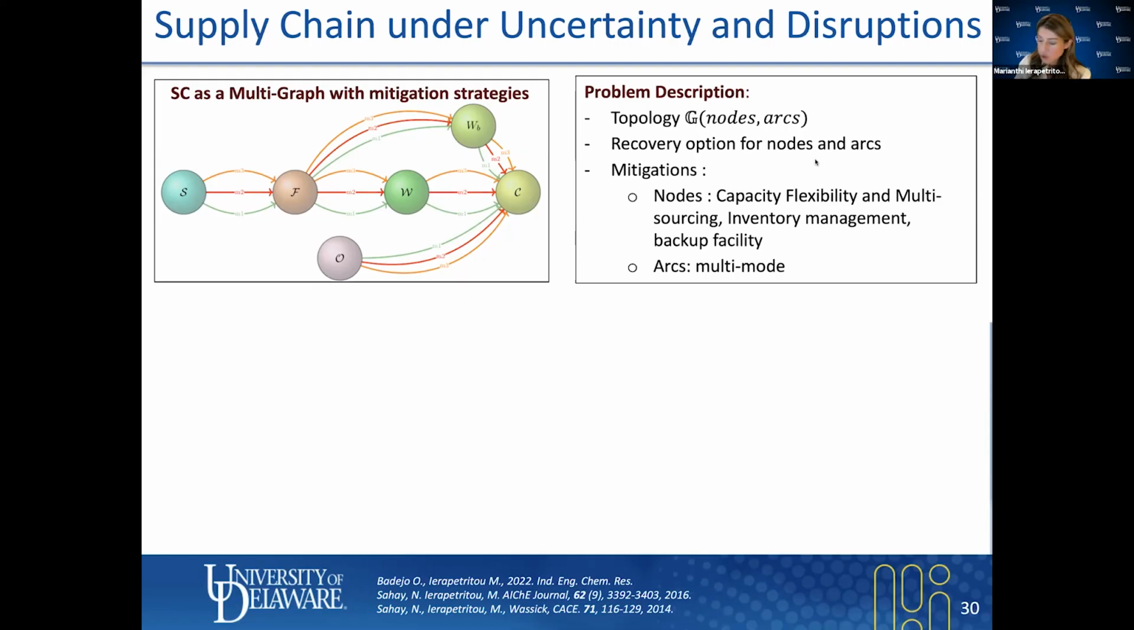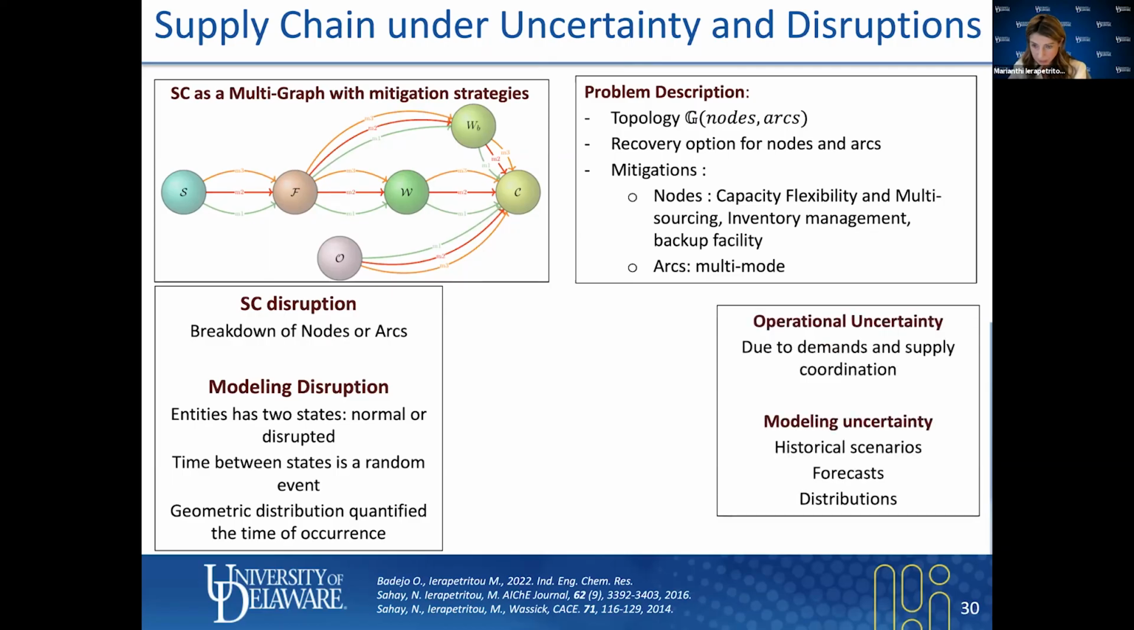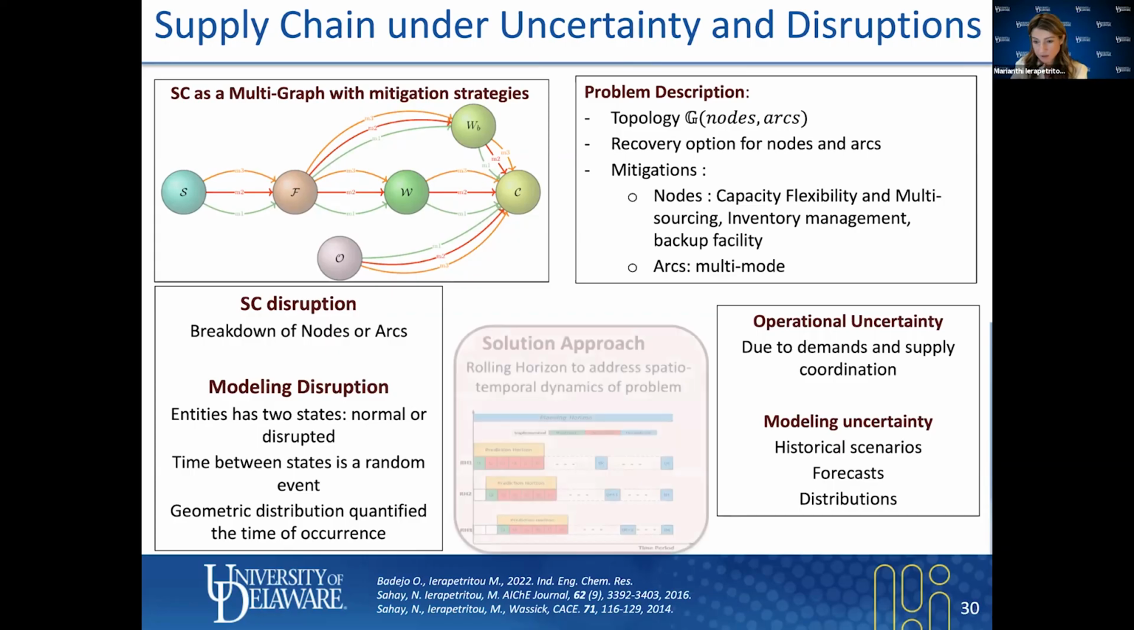And for the arcs, you see that there are multiple arcs connecting the different nodes. This expresses the idea that we can have multiple modes of transportation of goods between the different components of the supply chain. So when we're modeling disruptions, we are looking at nodes being disrupted, but it can also be that the arcs are disrupted, so we cannot transport goods from one place to another, which has been exacerbated by the pandemic. And on the other hand, there is operational uncertainty, as I said, the uncertainty that comes from demand and supply coordination.